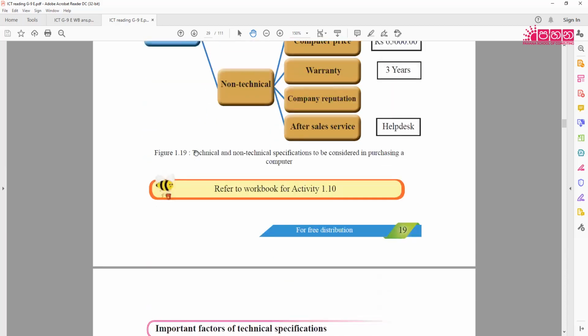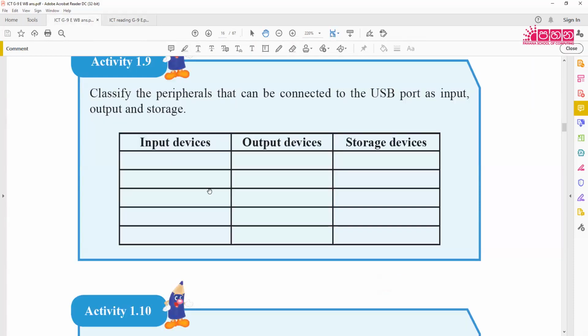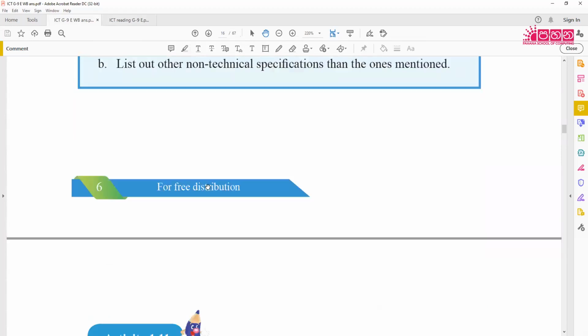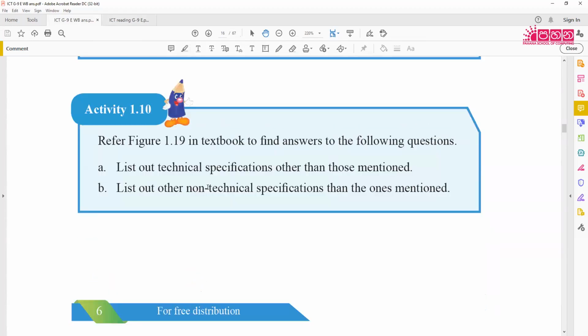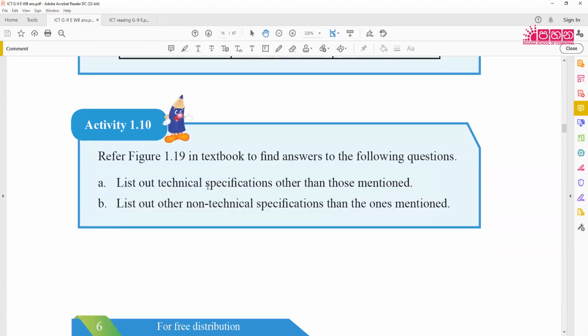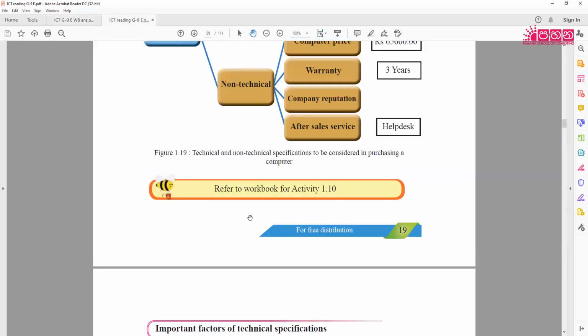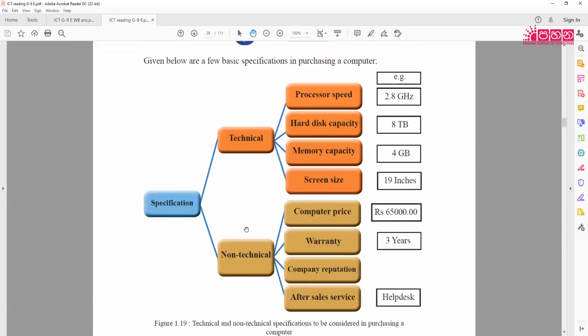Okay, shall we quickly move on to activity 1.10 in the workbook? So this is 1.10, right? Refer to figure 1.19 in the textbook. So what is 1.19? Okay, that means this one.